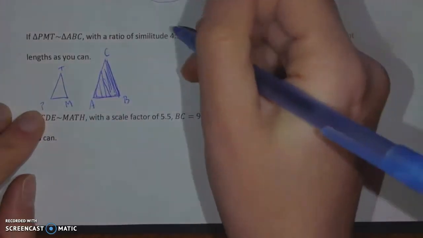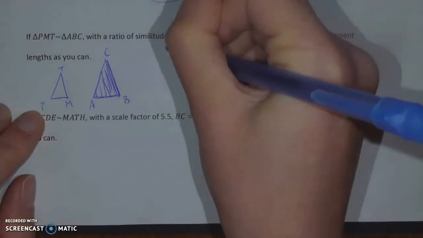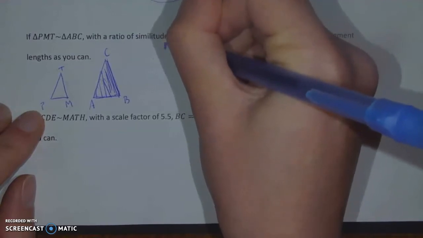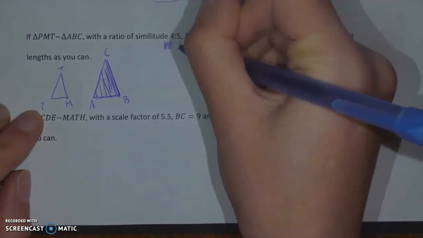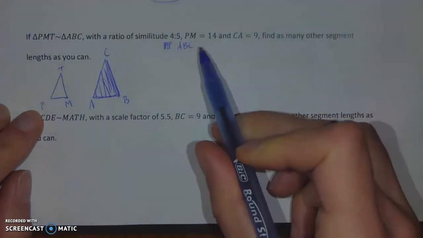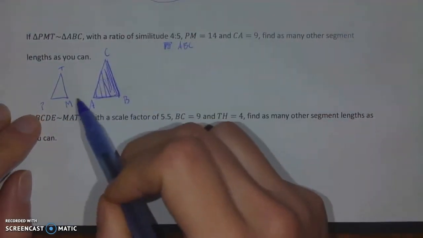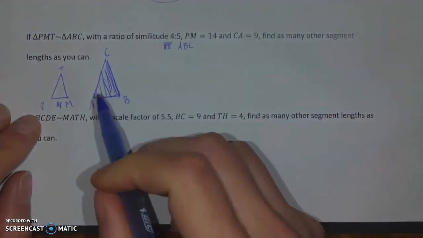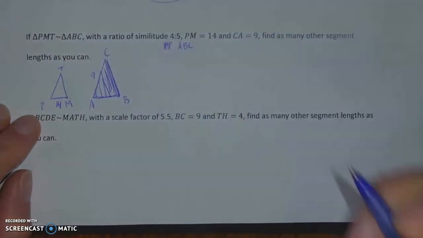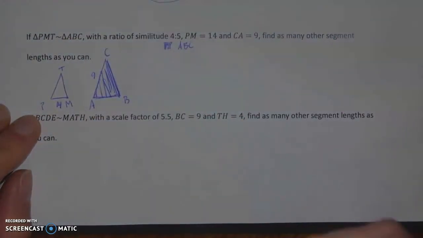That means that anything in the first one, PMT, would be a length of 4, would change into a length of 5 in ABC. So if I know that PM, this distance, is 14, and I know that CA is 9, I want to find as many other ones as I can.